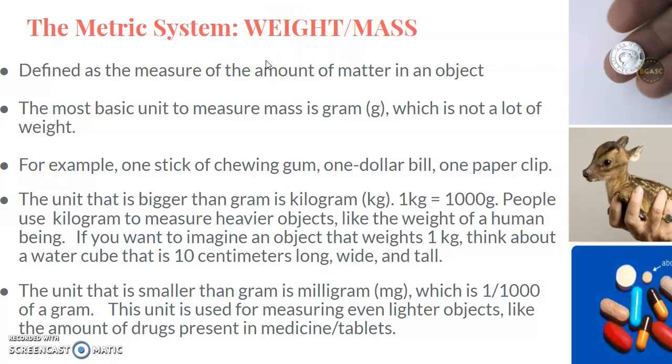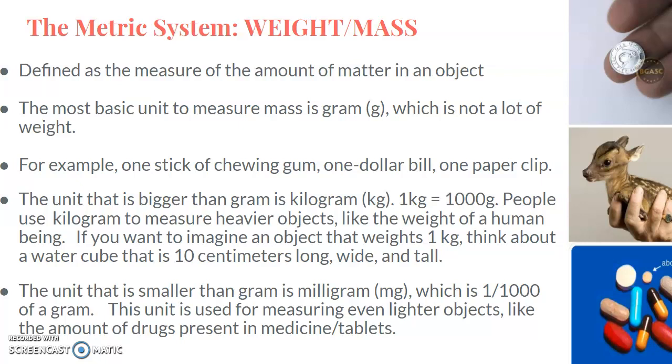For our purposes, we are going to assume that they are one and the same, and they can be defined as the measure of the amount of matter in an object. And obviously, the most basic unit that we use to measure this is gram. And gram is actually very light. Think about the weight of a dollar bill. You don't even feel it much in your hand when you hold it. It's that light. Or a stick of chewing gum is probably a little more than a gram. And this is the measurement that you would use to measure such small scale objects.